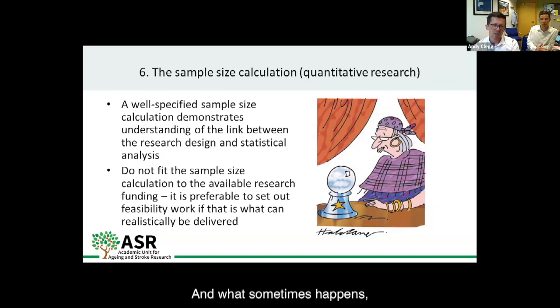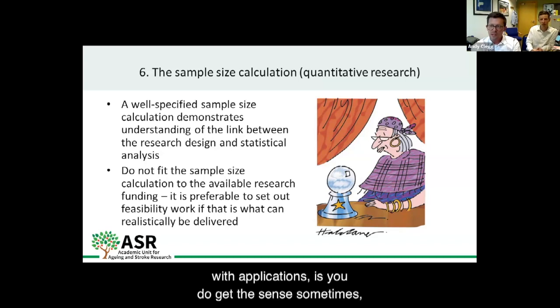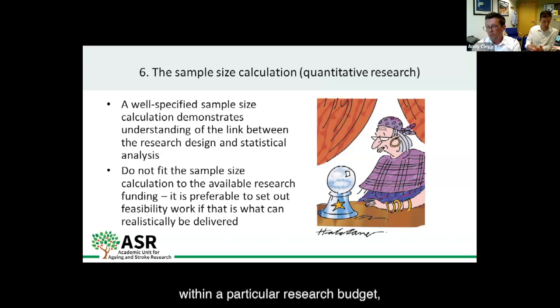And what sometimes happens, and I understand the difficulties here with applications, is you do get the sense, through a lack of detail that's been provided, that a sample size has been fitted to the available research funding. And I think sometimes it's preferable to be upfront and to set out feasibility work, if that is realistically what can be delivered within a particular research budget. I think that's perfectly legitimate to do, and is a preferable approach.